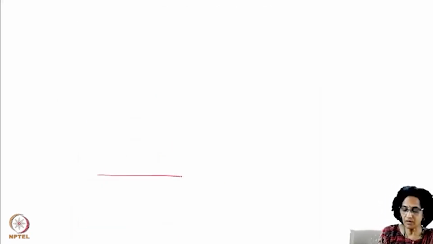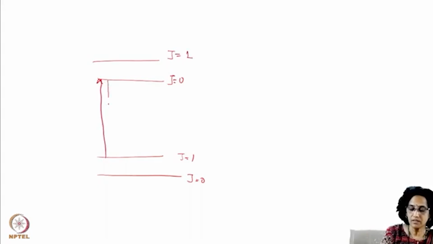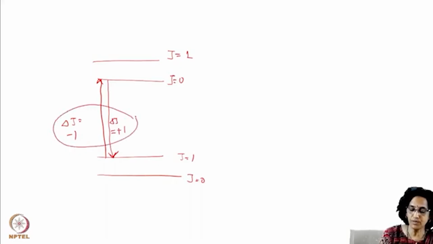But then you see, if you just take two levels, J is equal to 0, J is equal to 1, and this is the upper vibrational level, J is equal to 0, J is equal to 1. Then this transition, this is the absorption, that is delta J is equal to minus 1. And this is emission, right? The downward arrow shows emission. So here delta J is equal to 0 to 1, so that is plus 1. So this corresponds to the P branch, right?